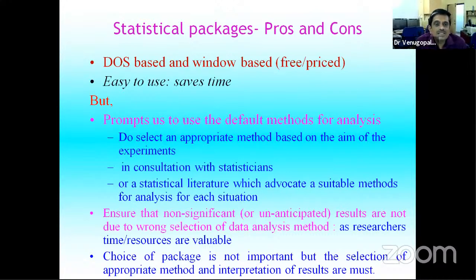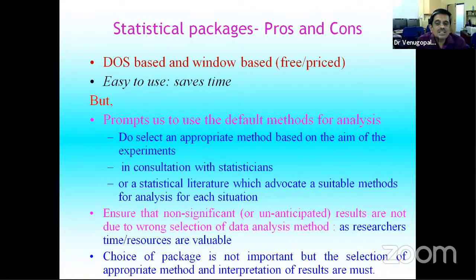Let me conclude by saying about the different statistical packages, what are the pros and cons. There are different statistical packages which are available, which are helpful to many people. Either they may be freely available or priced. But what is the precaution we need to see? If we critically see, they will prompt us to use the default method for analysis. Already I said there are three different correlation methods. When we do a simple cluster analysis, there are different methods for doing the cluster analysis.